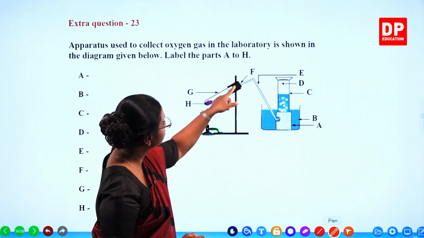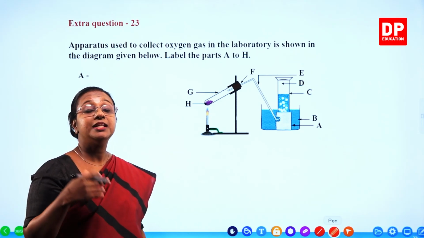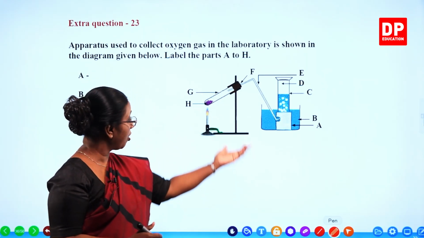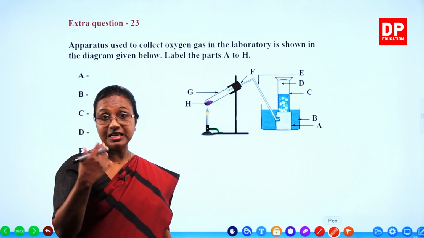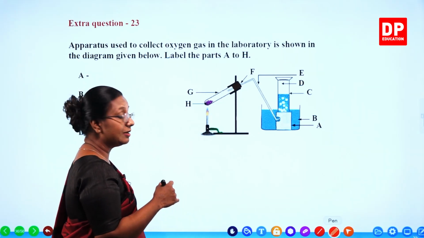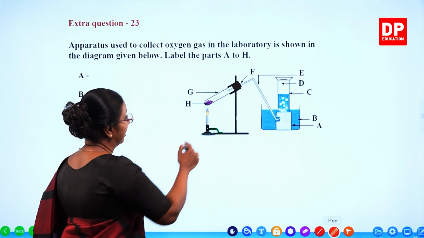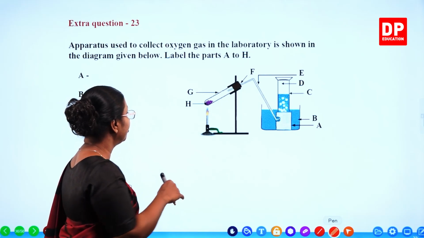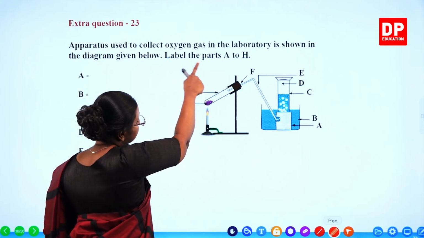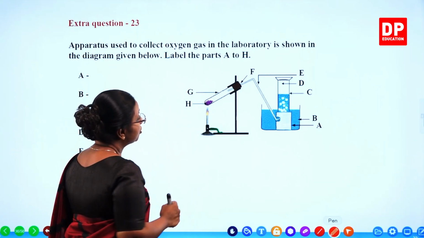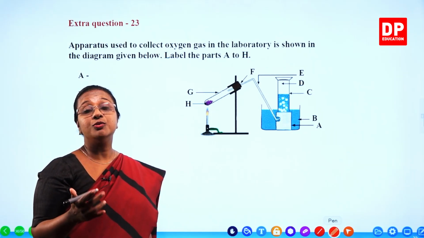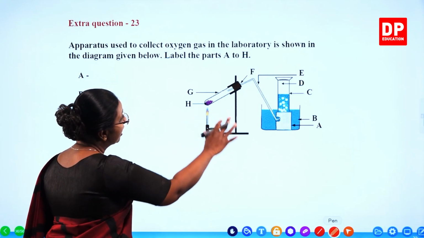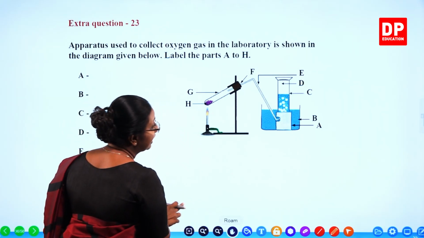And F, you can see, points to the stopper. It can be the cork stopper or the rubber stopper. We can write it as cork stopper. Normally for boiling, heating, cork stopper is better, but we do use the rubber stopper as well. Then G has to be the boiling tube. And here you can see, since it is oxygen gas and the solid is purple in color, you all know it is potassium permanganate crystals. So, those are the parts that you need to label now.